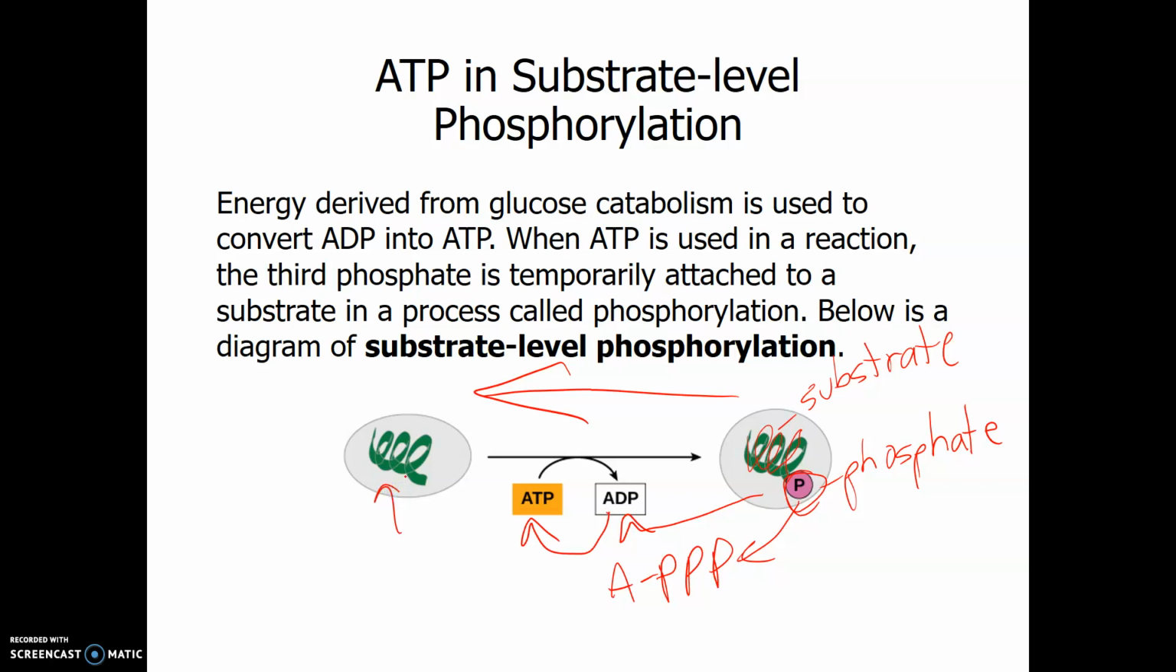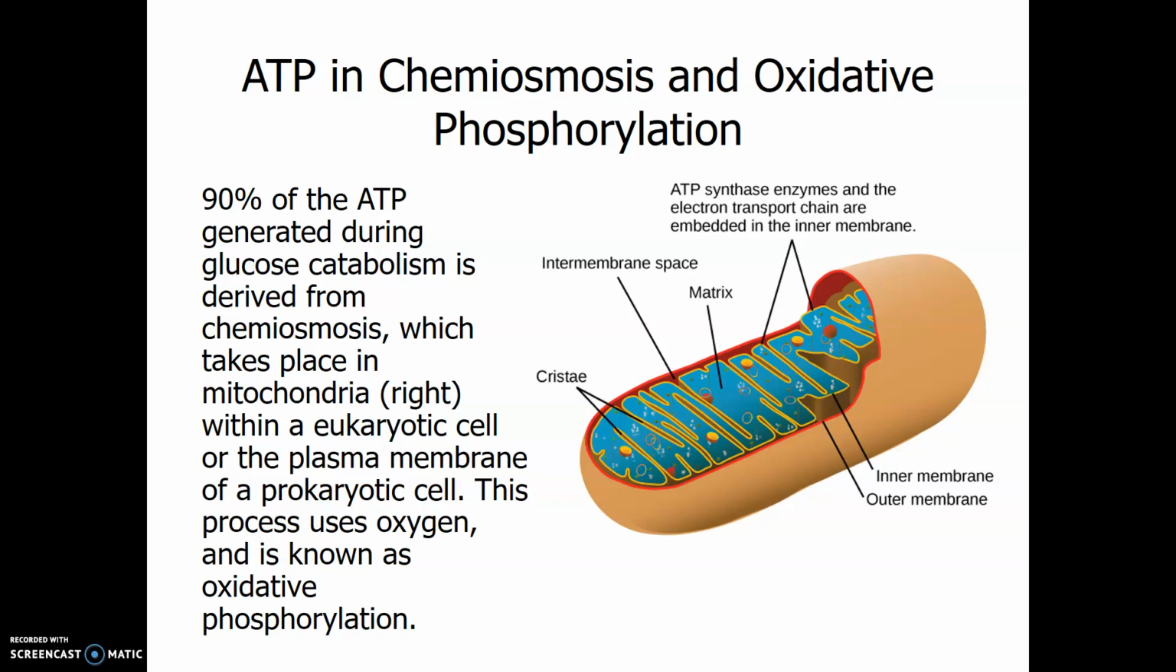So if you can picture the reaction in reverse, that is substrate level phosphorylation. That is how ATP is produced. Basically just taking a phosphate from some chemical and adding it to ADP, forming ATP. So that's called substrate level phosphorylation. And some of the ATP in cellular respiration is produced that way. But most of the ATP, 90% of the ATP that is generated during cellular respiration, is produced by a different process called chemiosmosis and oxidative phosphorylation.